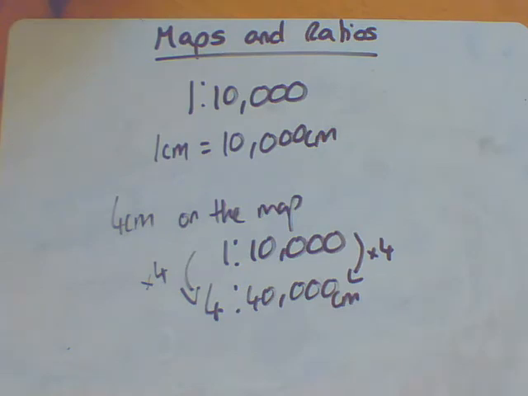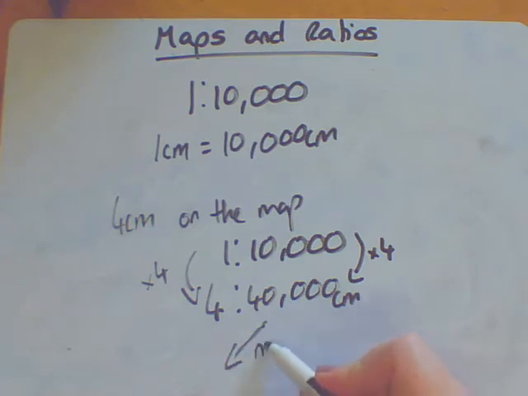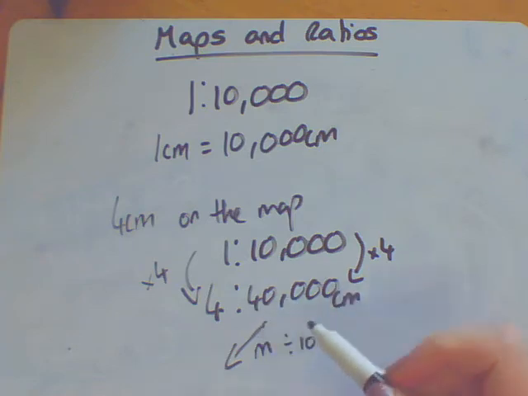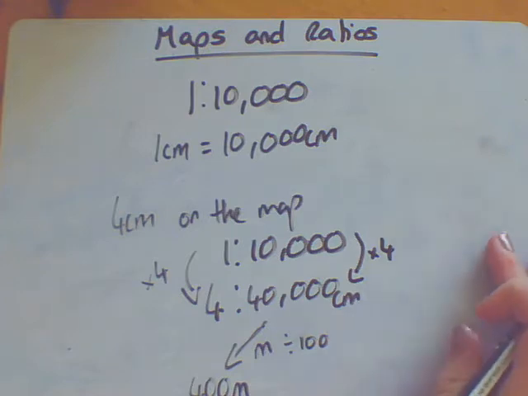Now, I don't know about you, but when I go walking, I don't tend to say I've walked 40,000 centimetres. I tend to say I've walked so many metres, or I've walked so many kilometres. So you need to read the question. Does it just want a straightforward conversion, or does it want you to convert it into a different unit? So if we were asked to put this into metres, we're going to divide by 100. So 40,000 divided by 100 is 400 metres.